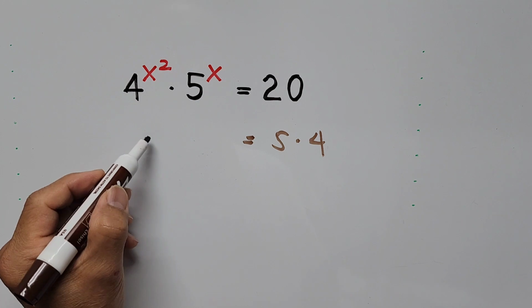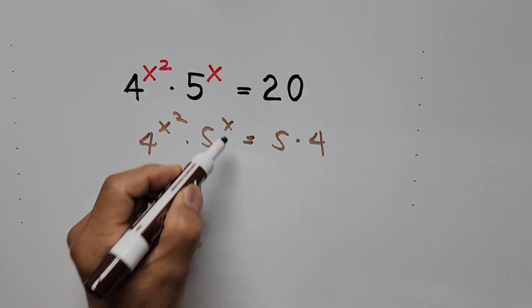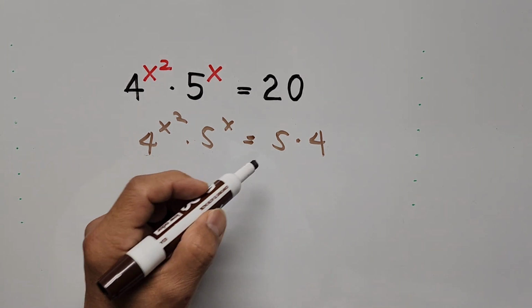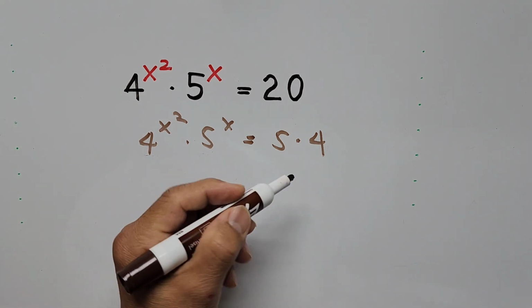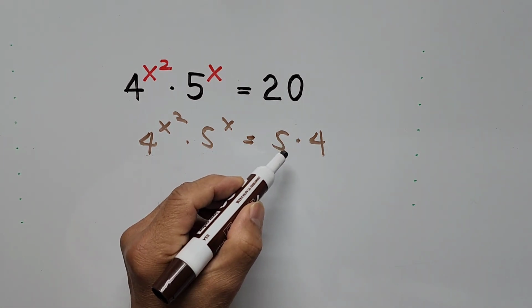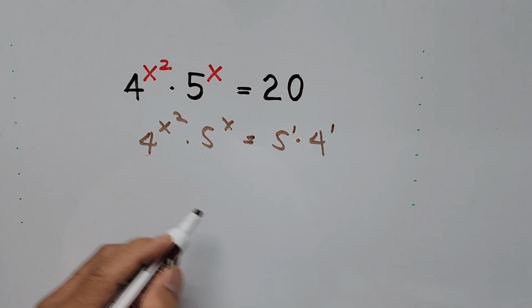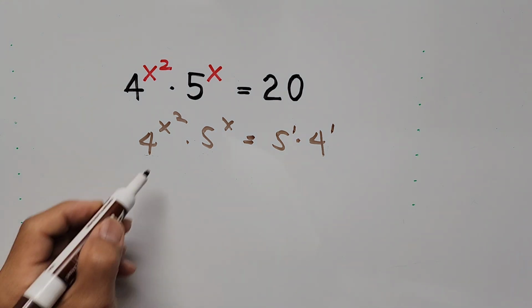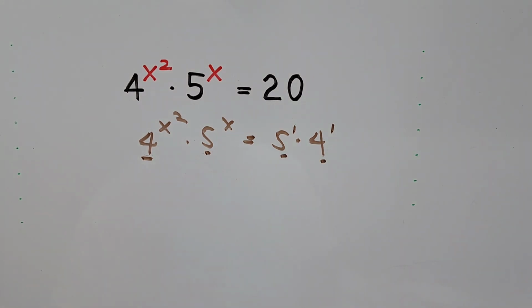And the left-hand side is the same, 4 to the power of x squared times 5 to the power of x. From here, if you notice, 5 and 4 are the same bases as on the left-hand side. So 5 can be written as 5 to the power of 1, the same thing with 4 to the power of 1. We combine the terms with the same base, base 4 with base 4, and base 5 with base 5.